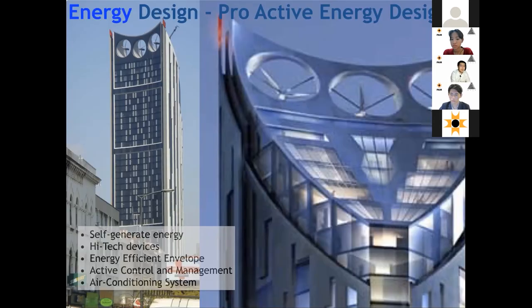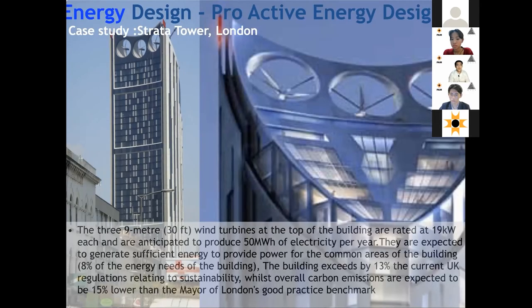This building is called Strata Tower in London. They have three 9-meter wind turbines on top of the building, rated 19 kilowatts each, and it can generate 50 megawatts per year. This is equal to 8% of the total energy use of this building. Actually, 8% is quite a lot for a high-rise building. And this building exceeds the current UK regulations by 13%. If it were GBI, we would have Platinum, and this is 13% better than Platinum. So how good is this project, Strata Tower in London.